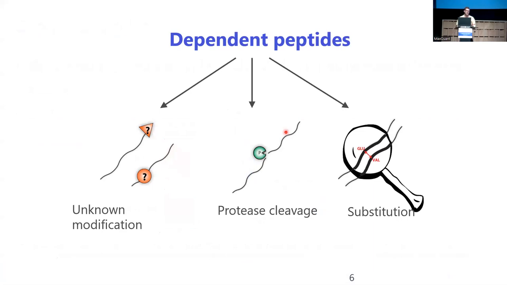What modifications can dependent peptide search find? Firstly, and mostly, it's known or unknown or unexpected post-translational modifications. And by unexpected, I mean that in certain experimental settings, we don't expect this PTM to be present, and we cannot account for it, for example, in conventional search. Secondly, it's protease cleavage sites that we haven't accounted for. It can be, for example, some protease aside from trypsin. And lastly, it's substitutions in amino acid chain that come from genetic SNPs.